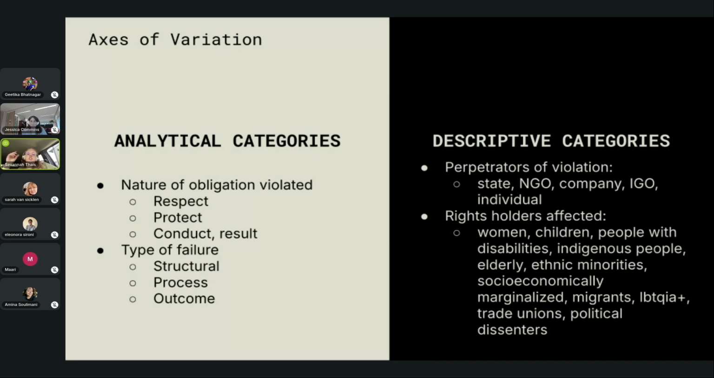So, things like women, children, people with disabilities, indigenous people, elderly, ethnic minorities, etc. And then we have a final category which isn't listed on the slide, but is what we call special considerations or special contexts. And these are very complex environments in which human rights violations might happen, so outside of an individual state.